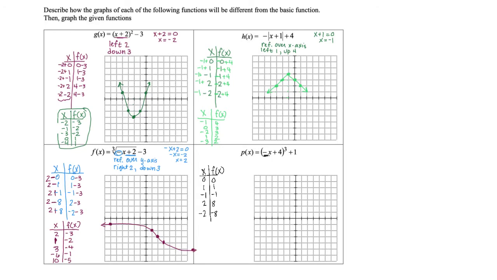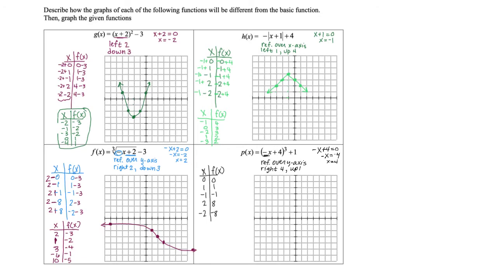Right here, we're going to reflect over the y-axis. So we're changing all of the x's, and then again, -x plus 4 equals 0, -x equals -4, so x is 4. So that means you're moving to the right 4, and you're going to move up 1. Alright, so there's all of the different transformations.